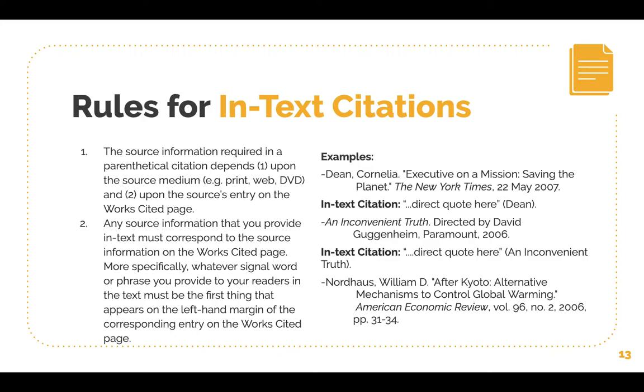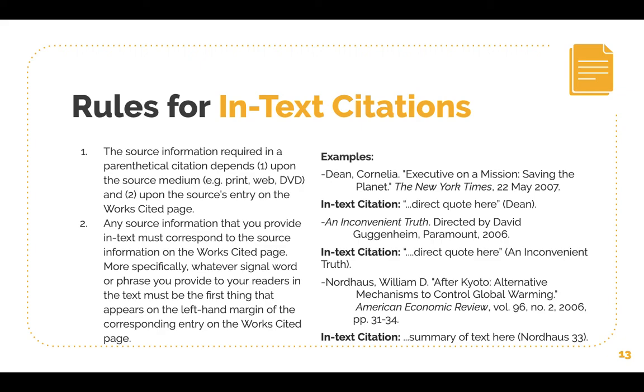Okay, last example. I chose this one because it has page numbers in it. So this is a journal article written by William D. Nordhaus. It's found on page 31 and 34 of whatever journal. My in-text citation would look something like this. Now notice since I summarized the text, I don't have quotation marks. If it's not a direct quote, you don't put quotation marks, but otherwise it looks the same. I have a space, and in my parentheses, I have the last name of the author, space, the page number, parentheses, period.